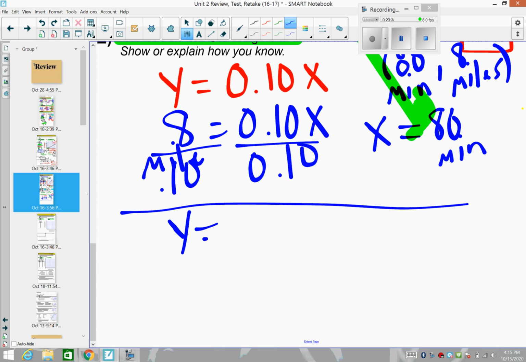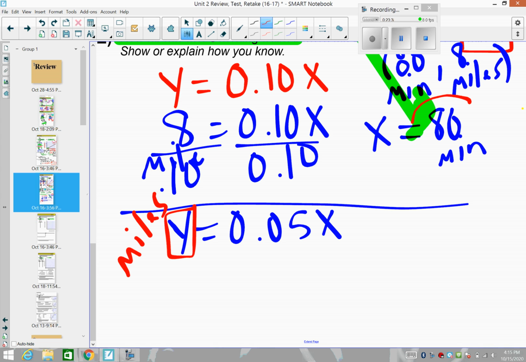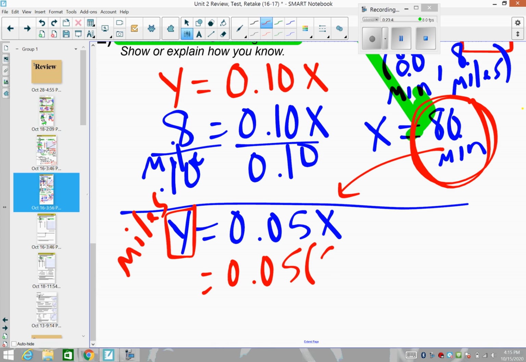We know Ms. Shirlene is walking at this speed. And we want to know how far, miles, that's the unknown, has she walked when Mr. Boulanger has gone that far. So that's 0.05 times 80 minutes. How far has she gone in 80 minutes? And you can see that she has gone 4 miles.